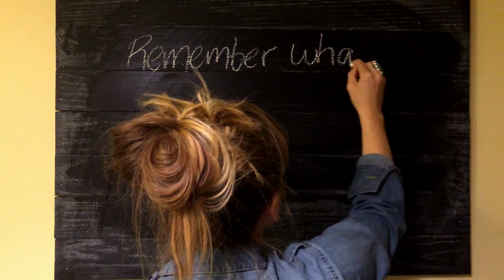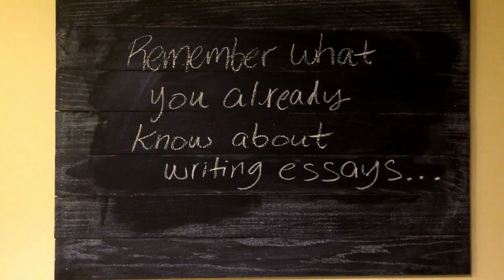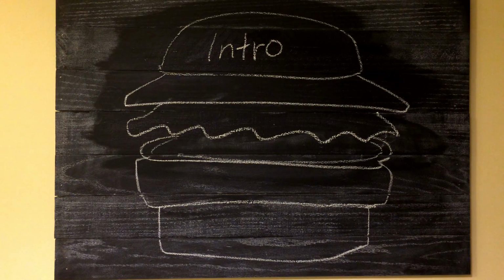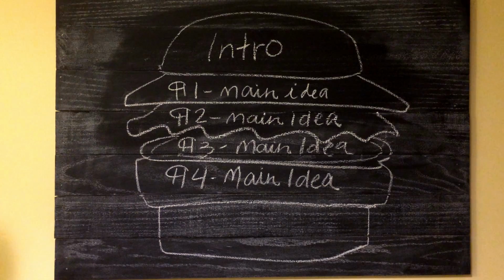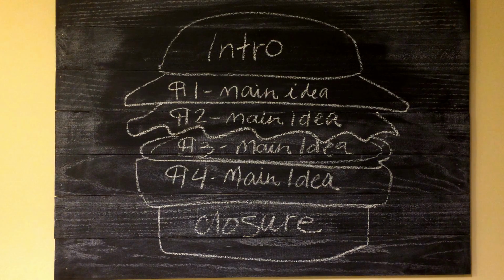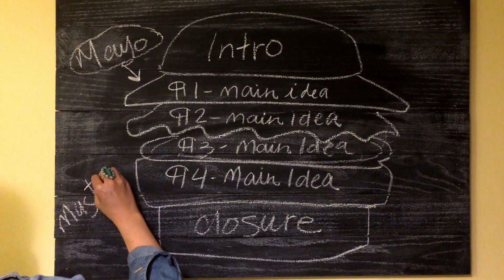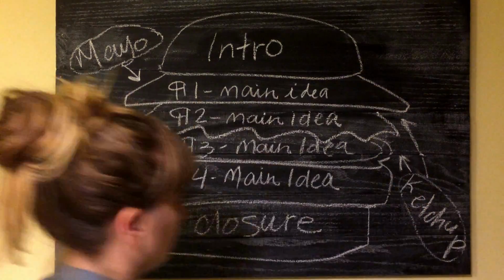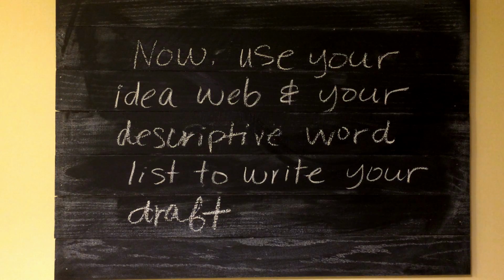Speaking of essays, remember to use what you already know about writing essays to complete your draft. Remember this, our hamburger friend? Remember to include a rough introduction sentence, 4 paragraphs, each containing their own main idea, topic sentence, details and examples, and of course an interesting closure. Use your idea web as your outline. Don't forget your details, examples, and descriptive words. Use the words from your word list and cross them off as you go. I think you've got it now. Now you're ready to complete your rough draft, so pause and go.